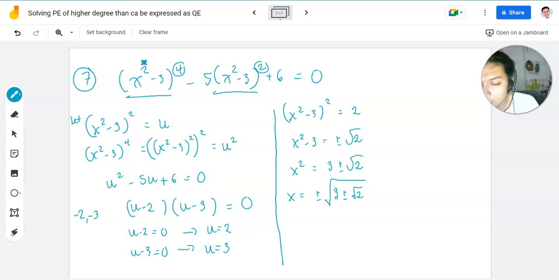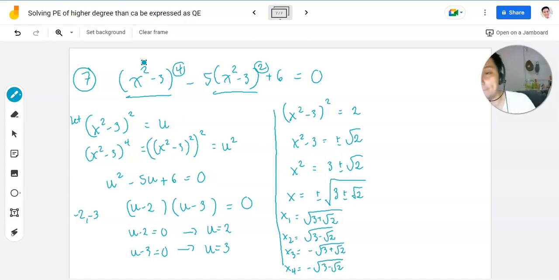So, ilang roots ang nire-represent yan nito? Parang 4, ano? Kasi, positive or negative nito na may dalawang operation sa loob, di ba? Plus, addition at subtraction. So, ibig sabihin, x sub 1 is positive square root of 3 plus square root of 2. x sub 2 is positive the square root of 3 minus square root of 2. x sub 3 is negative the square root of 3 plus square root of 2. And then x sub 4 equals negative the square root of 3 minus square root of 2.